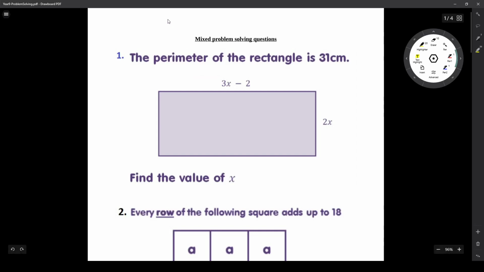Hello, I'm here just going through the answers to the 8 problems that you were set a couple of weeks ago. So this is the first one. The perimeter of the rectangle is 31 centimeters.